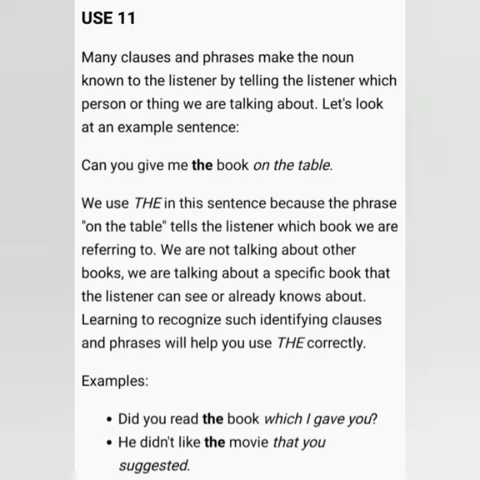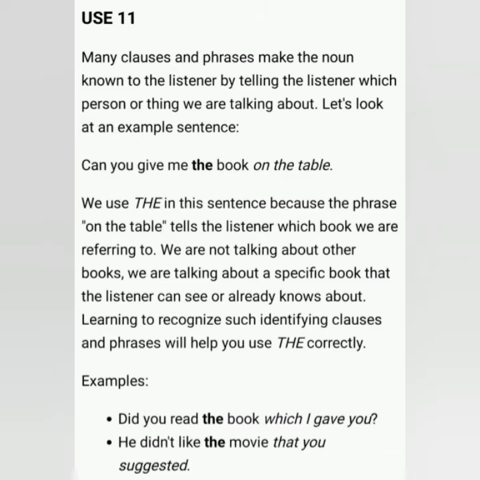Next rule. Many clauses and phrases make the noun known to the listener by telling the listener which person or thing we are talking about. Let's look at an example sentence. "Can you give me the book on the table?" Here we use the in this sentence because the phrase on the table tells the listener which book we are referring to. We are not talking about other books. We are talking about a specific book that the listener can see or already knows about. Learning to recognize such identifying clauses and phrases will help you use the correctly.